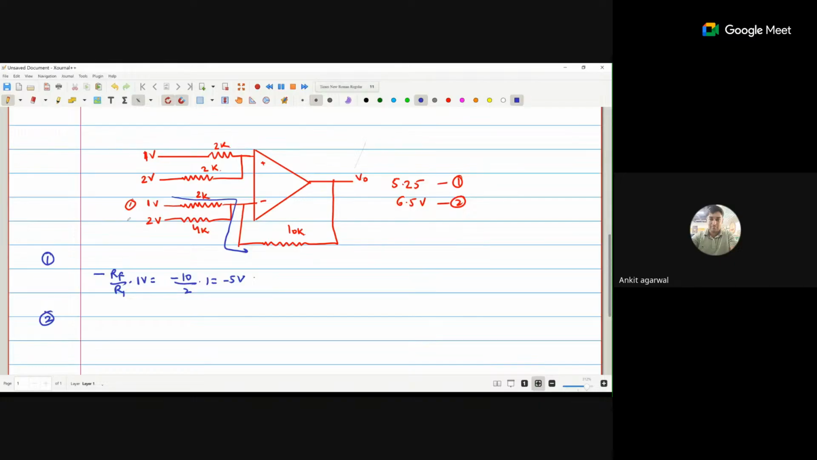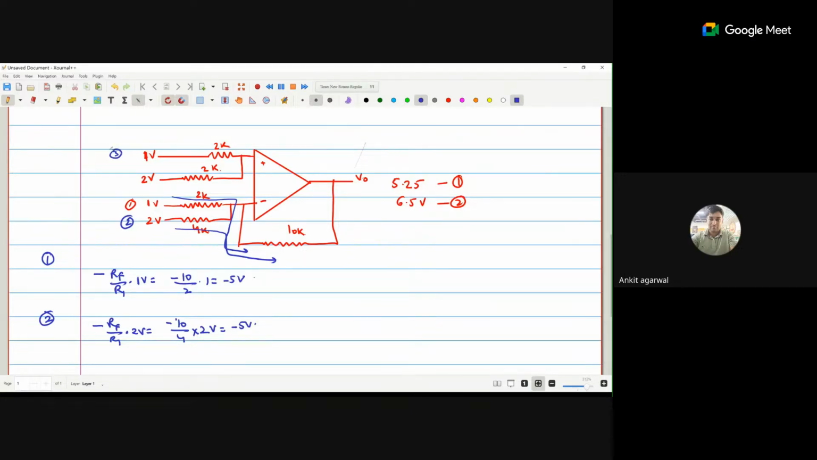From the second source, the direction of current is this. So that is minus Rf by R1 into 2 volts. So minus 10 by 4 into 2 volts. Okay, so it is again minus 5 volt.